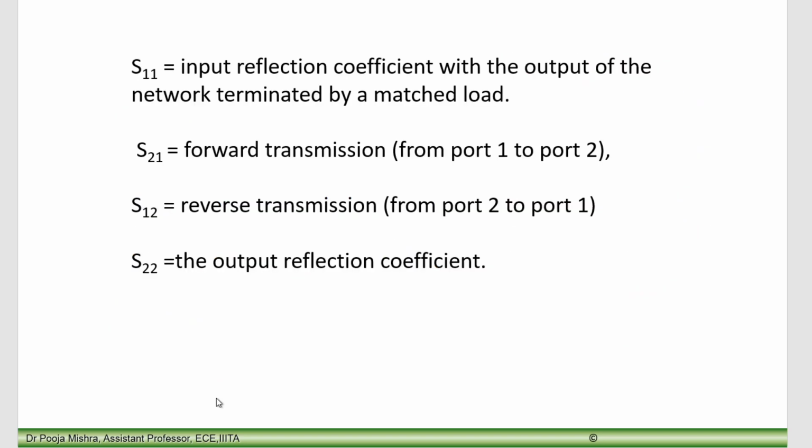Okay, so we have defined all four parameters S11, S12, S22 and S21. S11 is the input reflection coefficient with the output network terminated by a matched load. S21 is the forward transmission coefficient from 1 to 2. S12 is the reverse transmission coefficient from port 2 to 1. S22 is the output reflection coefficient when port 1 is matched. Okay, so now let's proceed.